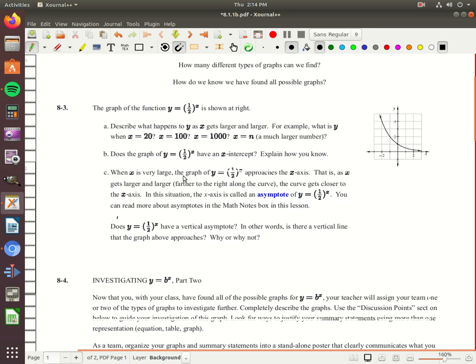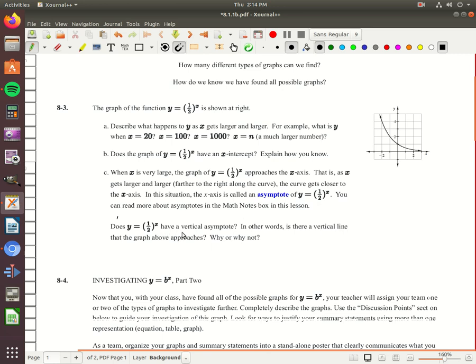So when x is very large, the graph y equals 1/2 to the x approaches the x-axis. That is, as x gets larger and larger further along the right, the curve gets closer to the x-axis. In this situation, the x-axis is called an asymptote. You can read more about asymptotes in the math notes.